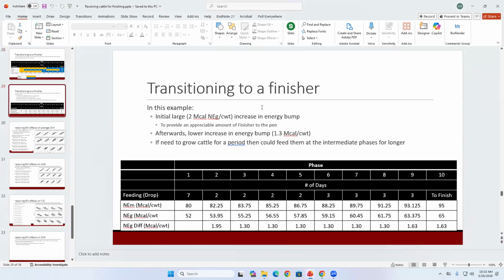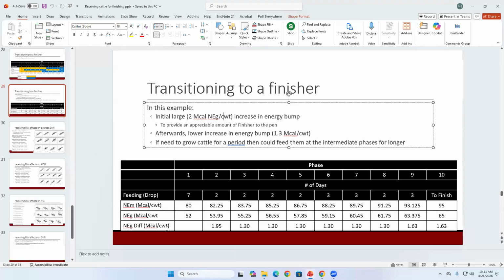All right, so here's another example: transitioning to a finisher. In this example, there's an initial large increase in energy bump, a 2 megacal of NEG per hundredweight. So the thought would be this first initial bump, we would need to go pretty much from this to this, so almost 2 megacals increase. But that's just so that we can provide enough finisher to make it worthwhile.